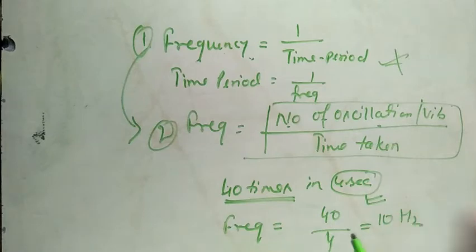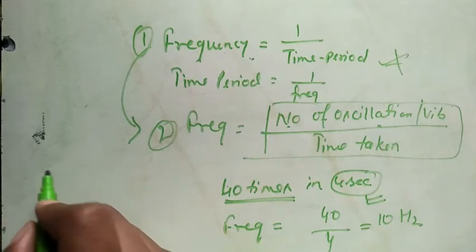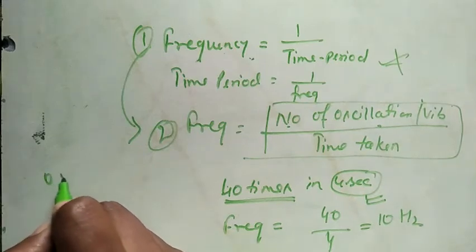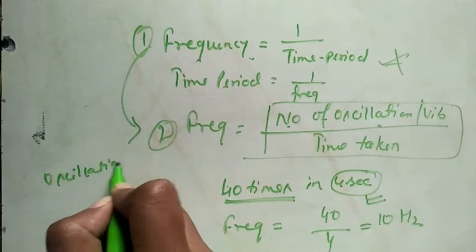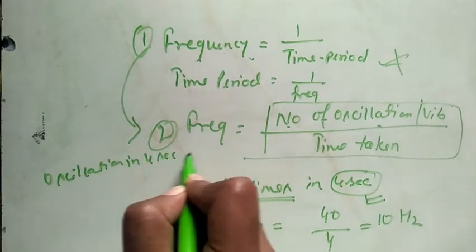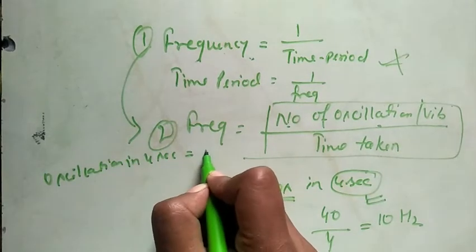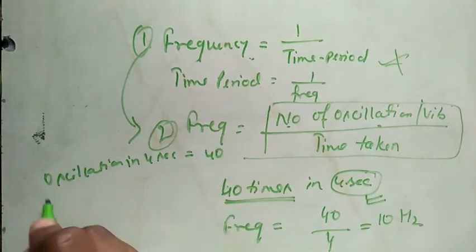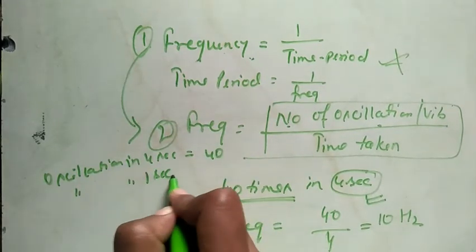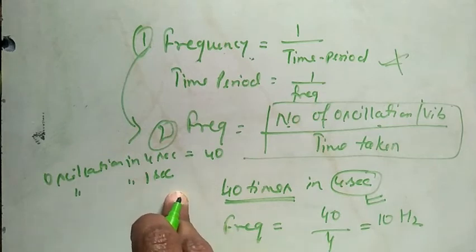You can solve this question by another method. How? You know that the frequency is the number of oscillations per second, that means in 1 second. Here the oscillations are given in 4 seconds. So you write: oscillations in 4 seconds equals 40. So we need oscillations in 1 second, because oscillations in 1 second is the frequency.